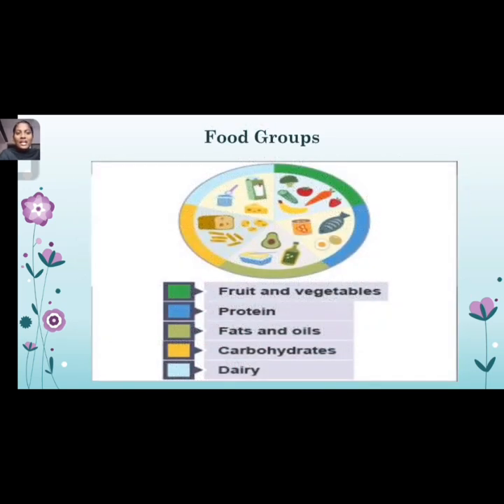Based on the ICMR, food groups are classified into five categories. The first one is fruits and vegetables, and the second is protein. The third is fats and oils, the fourth is carbohydrate, and the last is dairy, like milk and milk products. These are the five food groups that should be included in our diet every day.